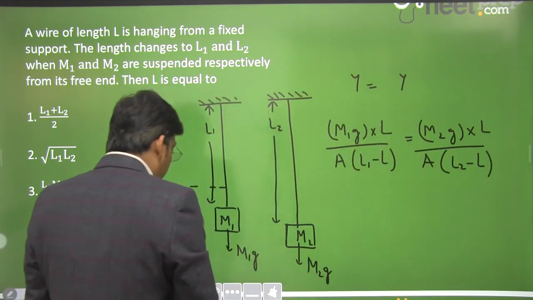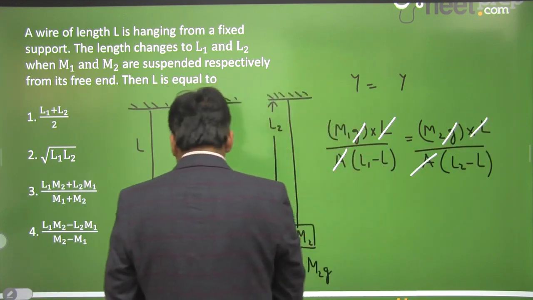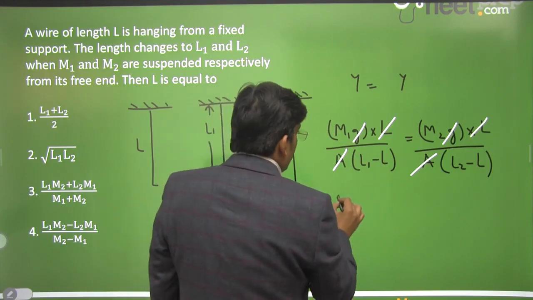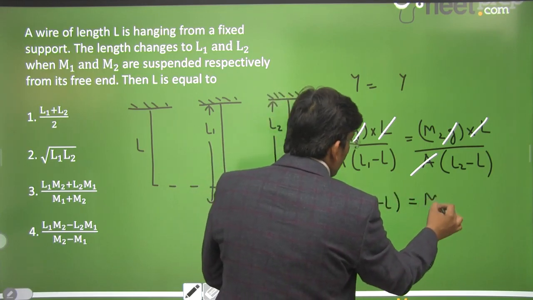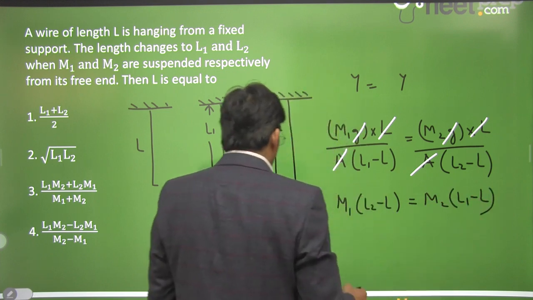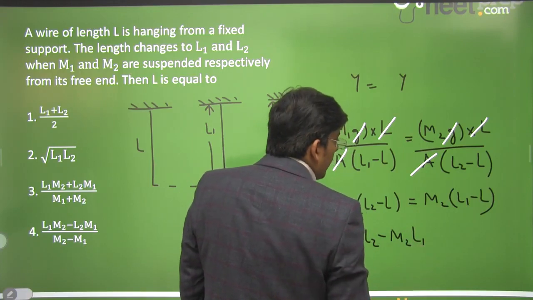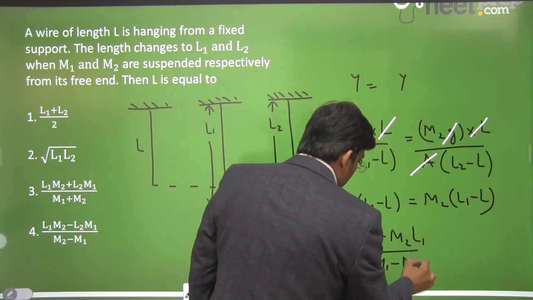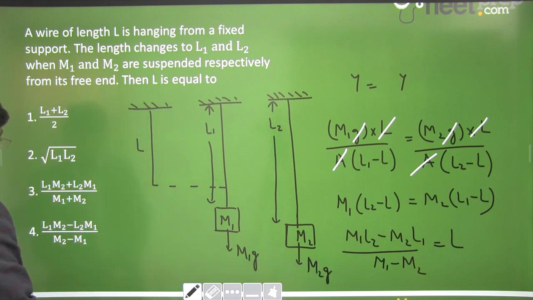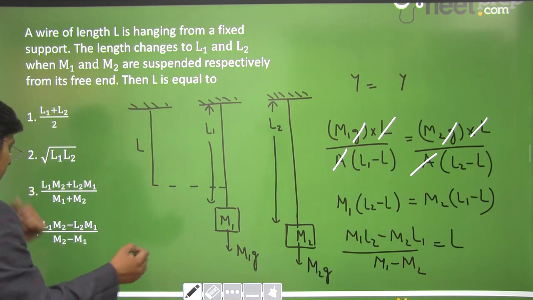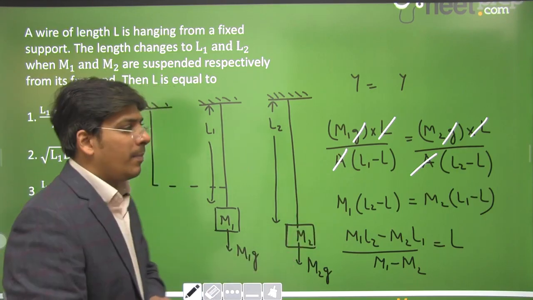Okay. Let us cancel few things from both sides. G is going to cancel, L is going to cancel, area of cross section is going to cancel, right? This becomes M1 into (L2 minus L) equals M2 into (L1 minus L), definitely. This is (M1 L2 minus M2 L1) divided by (M1 minus M2). This is going to be the original length, dear students. Do we have an option? M1 L2, instead of M1 minus M2 we have M2 minus M1, so this is going to be the correct one, right? We have taken minus common from numerator and denominator, okay?